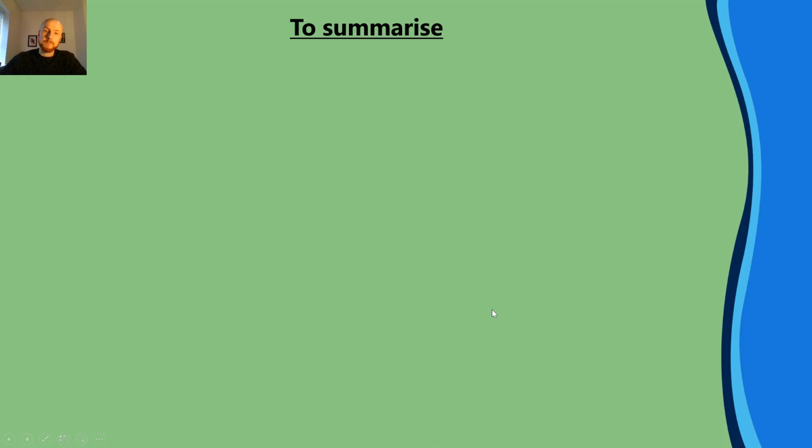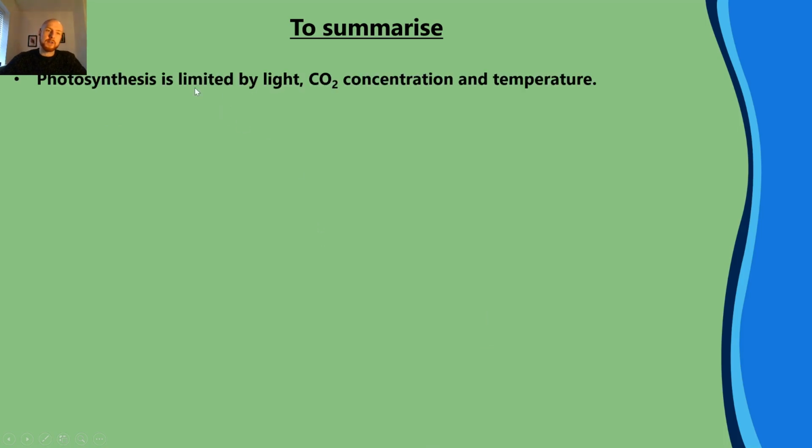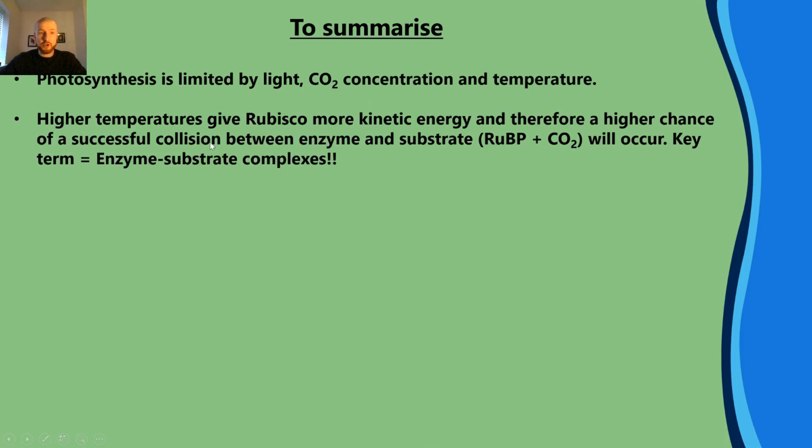So to summarise, guys, photosynthesis is limited by light, carbon dioxide concentration and temperature. Higher temperatures give Rubisco more kinetic energy and therefore a higher chance of a successful collision between enzyme and substrate. So Rubisco plus carbon dioxide, aka carboxylation, will only occur at high enough temperatures, and the key term here is enzyme-substrate complex.